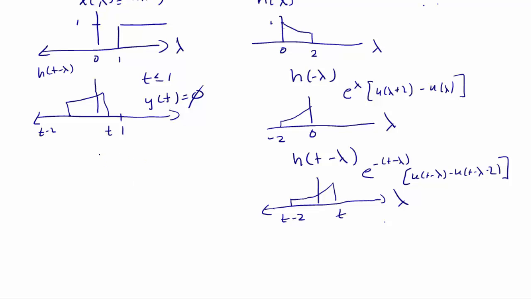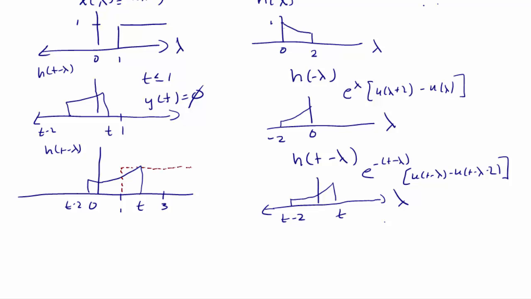Okay, our next region would be where h of t minus lambda begins to intersect x of lambda, but h of t minus lambda is not completely enclosed in x of lambda. So here's the 0 and here's the 1. And now we have t. Here, t minus 2. And since it's not completely enclosed yet, we know that the limit of the overlap has to be 3. Because if it was beyond the 3, then the h of t minus lambda would be completely enclosed in the x of lambda. And to help you to understand what I mean here, I'm going to put a sketch of x of lambda here.